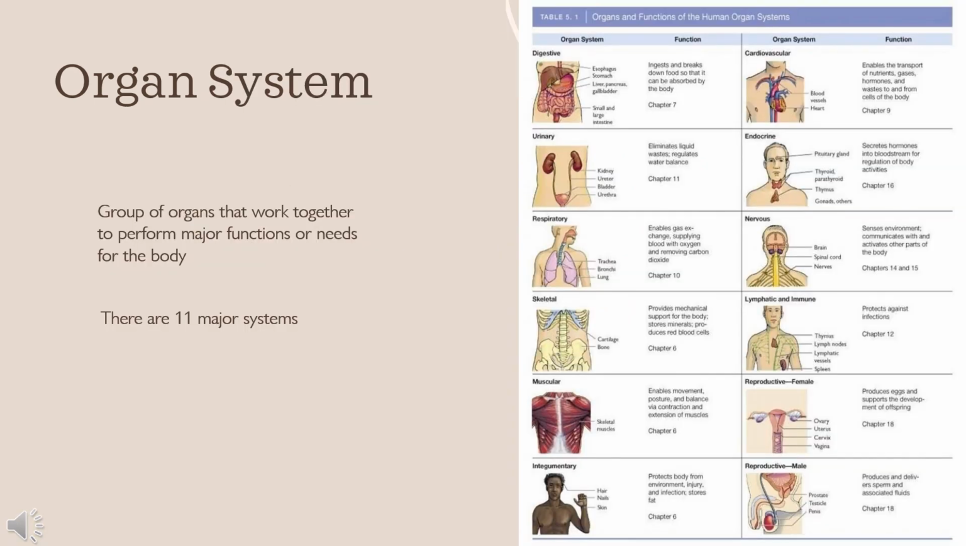The organ system is a group of organs that work together to perform major functions or needs of the body. There are 11 major systems in the body, such as the respiratory system, which takes in oxygen, and the cardiovascular system, which transports the oxygen throughout the body.